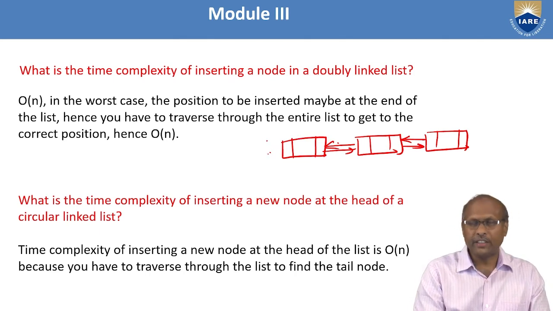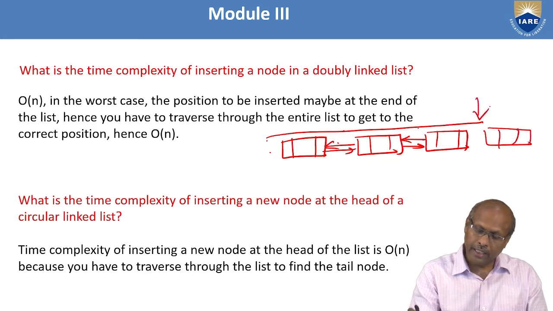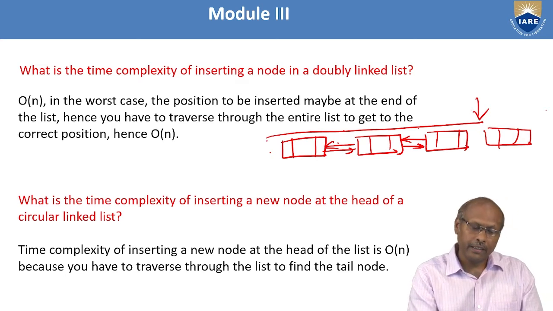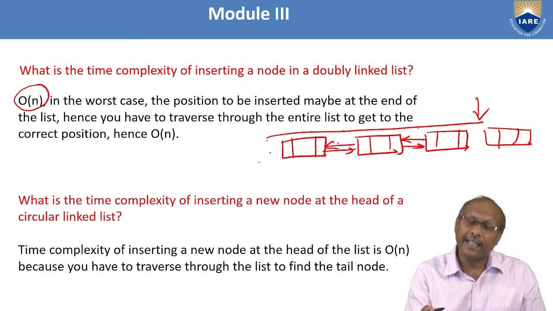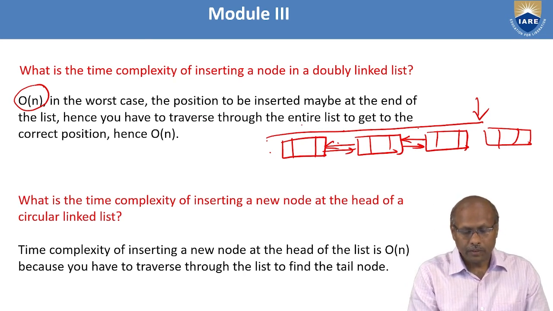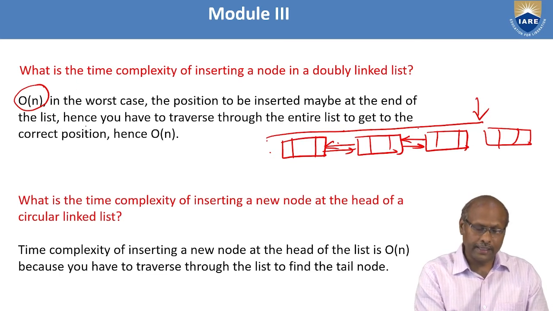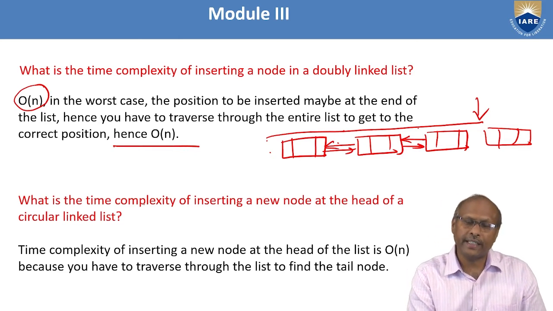If you are inserting at the beginning, that is order of 1. But if you are inserting somewhere in the middle, it requires time to traverse until you reach the nth place. So in the worst case, you may go up to n. So the time complexity will be order of n, because you have to traverse till the nth node. So the answer is order of n. In the worst case, the position to be inserted may be at the end of the list. Hence, you have to traverse the entire list to get the correct position. So the time complexity for inserting a node at any position in a doubly linked list is order of n.